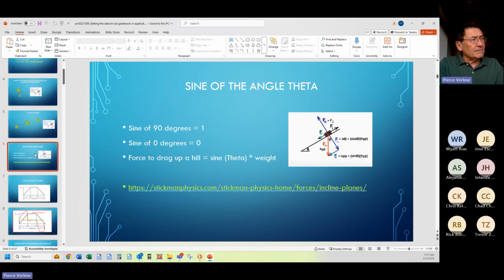If we're level, the sine of the angle of 0 is 0. And therefore we have no lifting vectors whatsoever. All we have is the coefficient of friction.